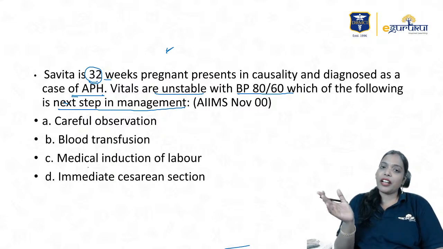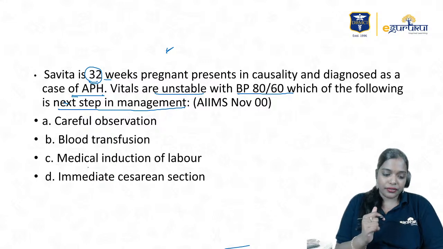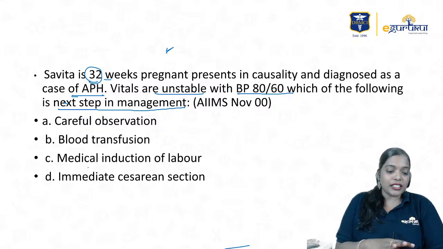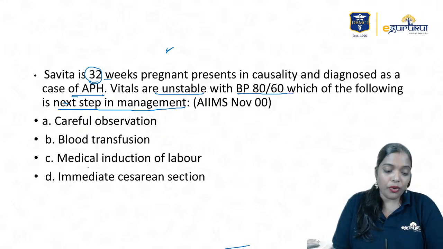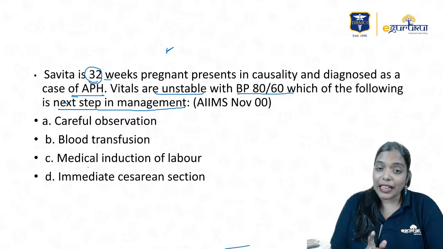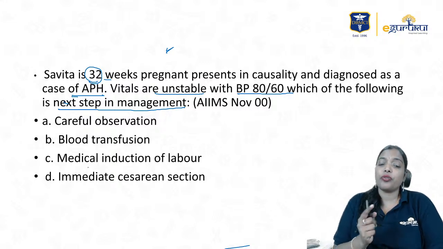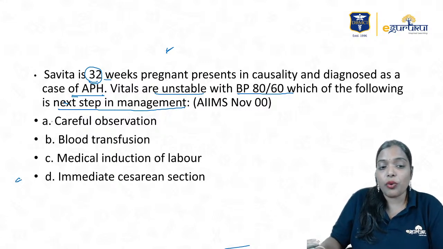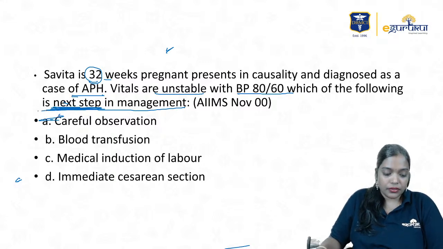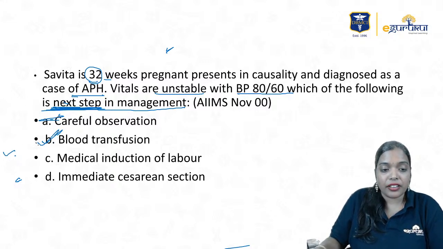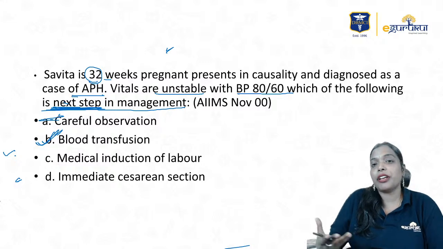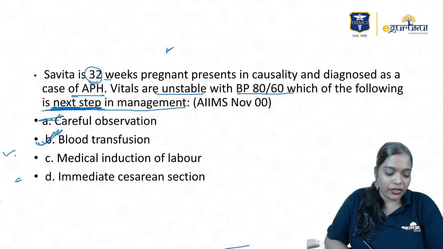Do you want to save the baby or stabilize the mother first? When the mother is unstable with blood pressure of 80/60, what do you want to do first? Do you want to transfuse blood to her first or would you like to go for immediate cesarean? They're asking you what is the next step. I would like to first transfuse blood. Once she becomes stable, then I'll go for cesarean.